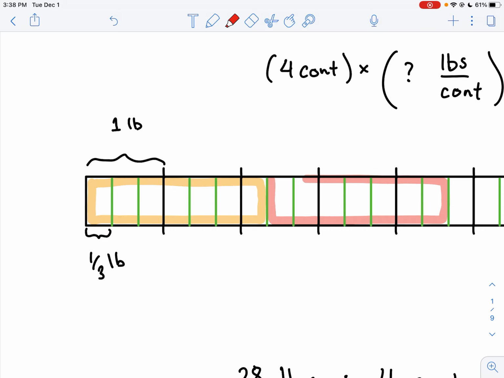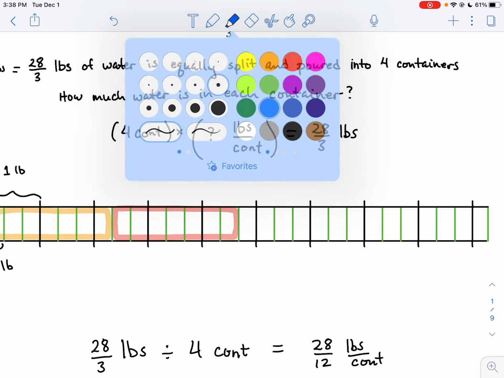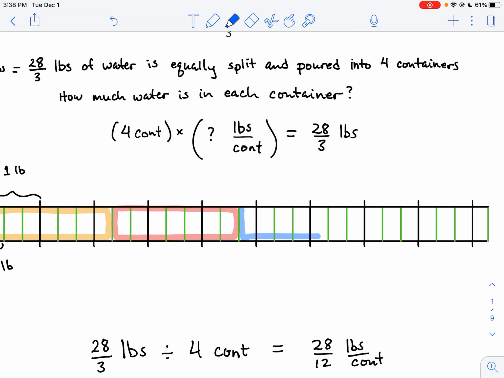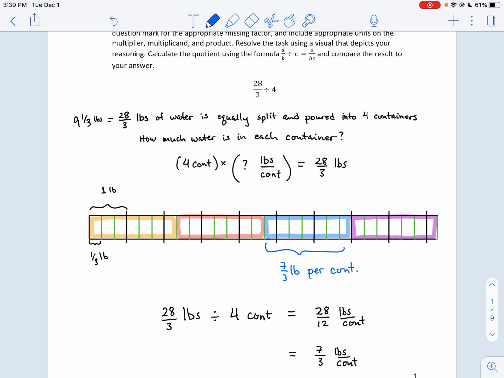just different colors. The next container will get 7 more, so there's 5, 6, 7 right there. There's another 7 thirds. The third container, let's go to a new color, will get another 7 thirds, which should take us to right there. And the final container, the 4th container, gets the remaining 7 thirds. So that was one way to do this. And you can see, let's use the blue one here to illustrate, that we have 7 thirds pounds per container.